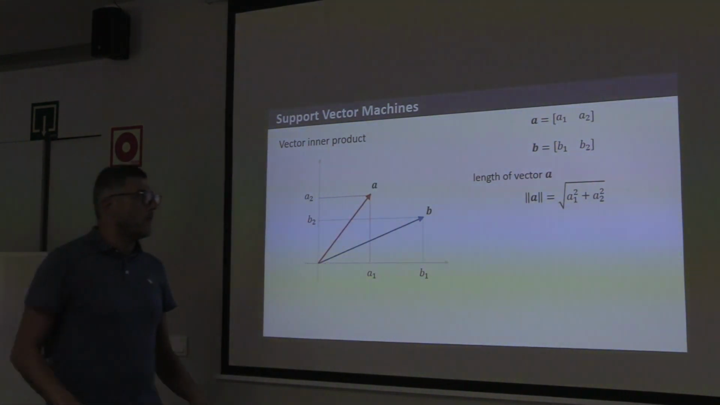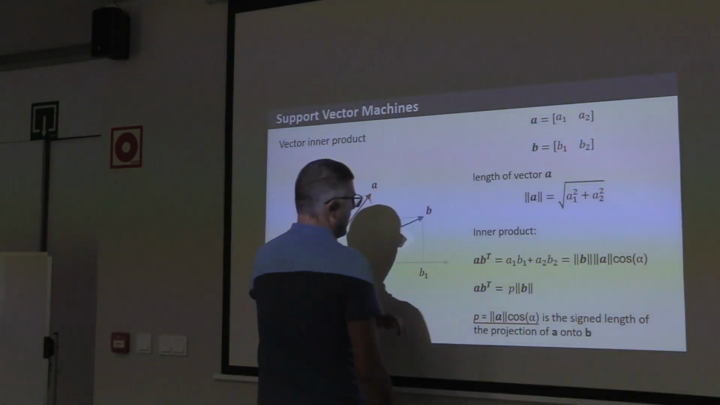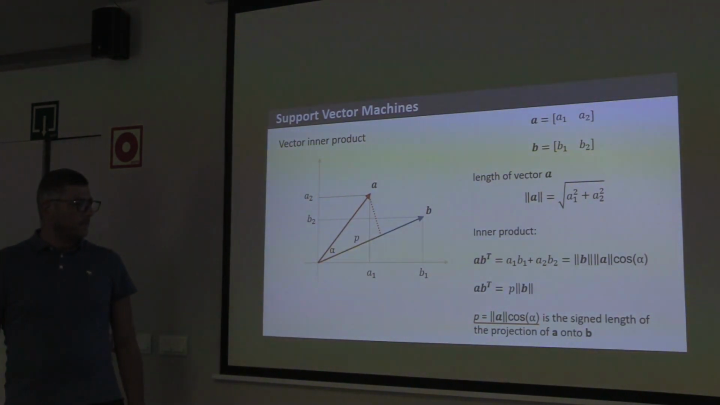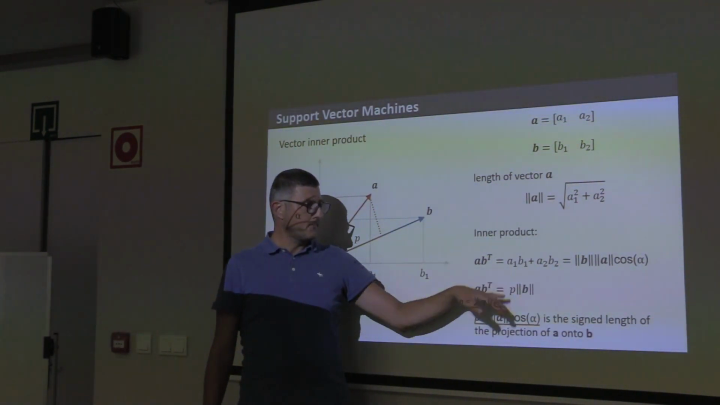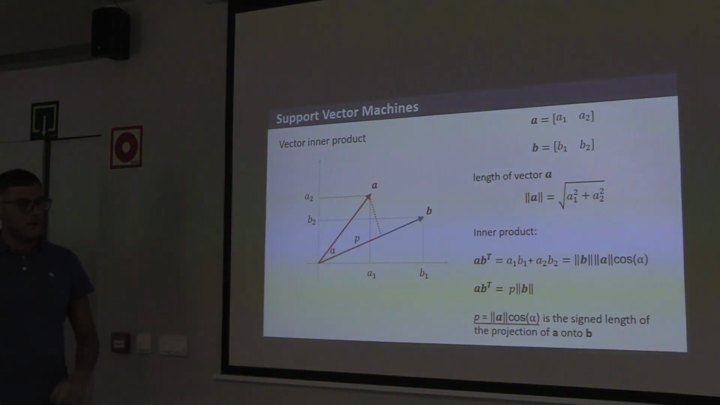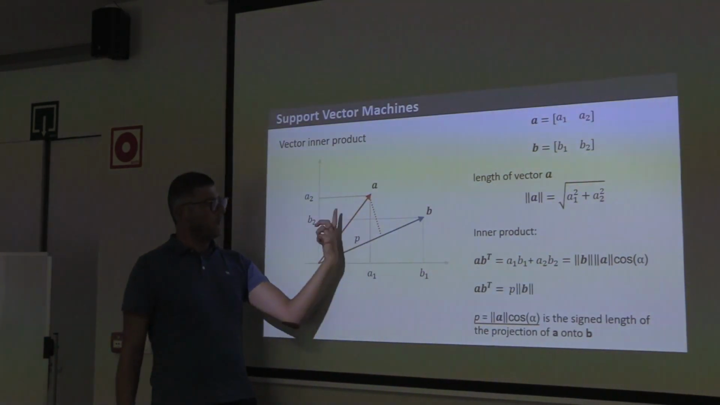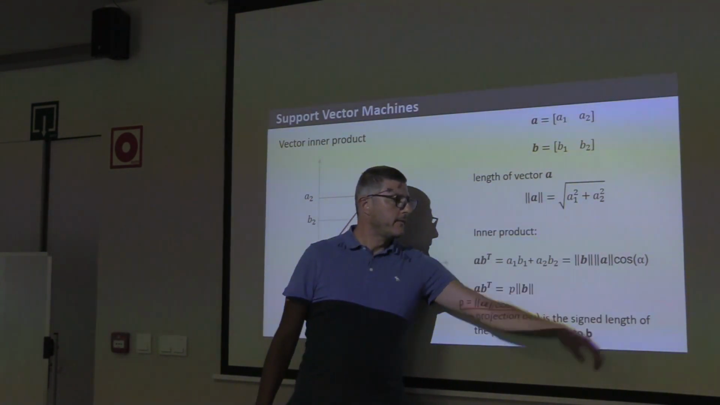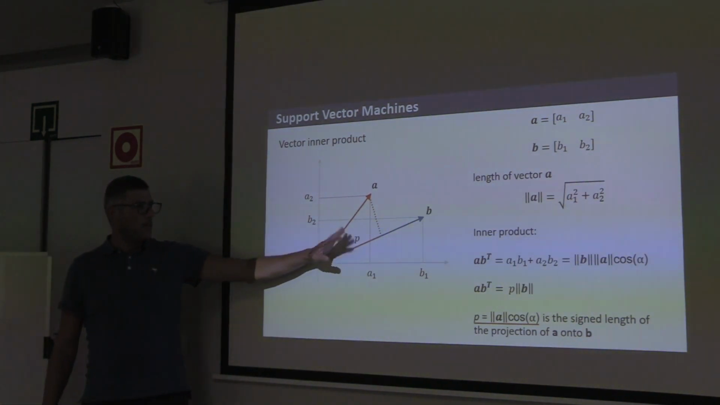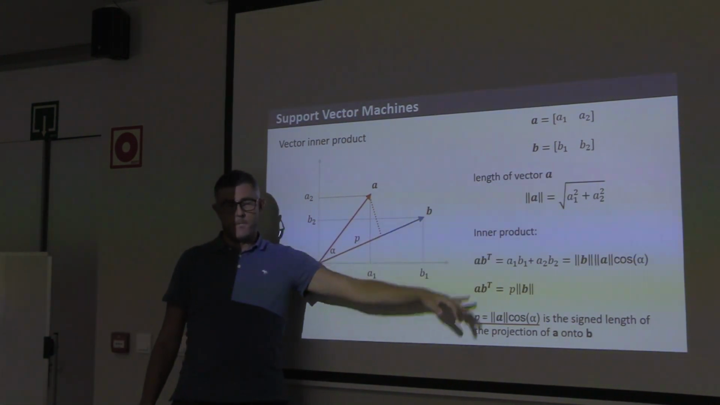When you do the inner product of these two vectors, you multiply A times B transposed. This is what you do. And this is equal, from a geometrical point of view, to the length of vector B times the length of vector A times the cosine of the angle between the two vectors. If the two vectors are orthogonal, this is equal to 0.